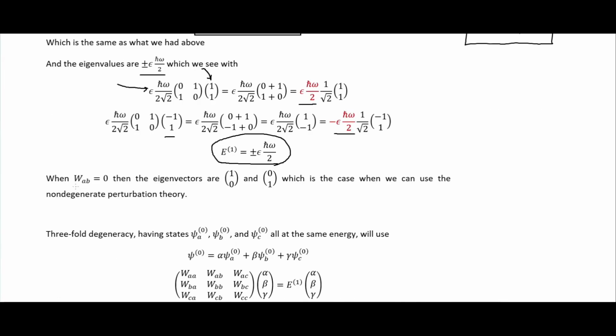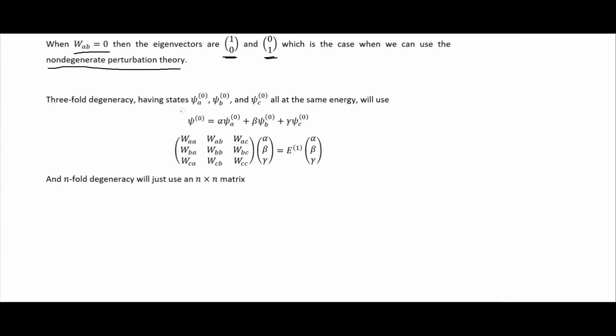So if the W sub AB, which would also mean the W sub BA, equaled 0, we would have the eigenvectors 1, 0, and 0, 1, which is just the case when we can use the non-degenerate perturbation theory. So these should look familiar. These are sort of the orthonormal basis right here.